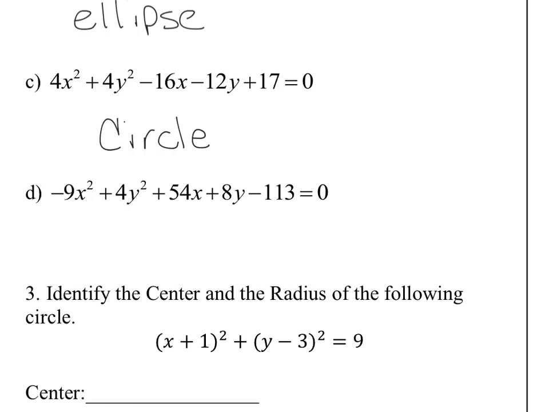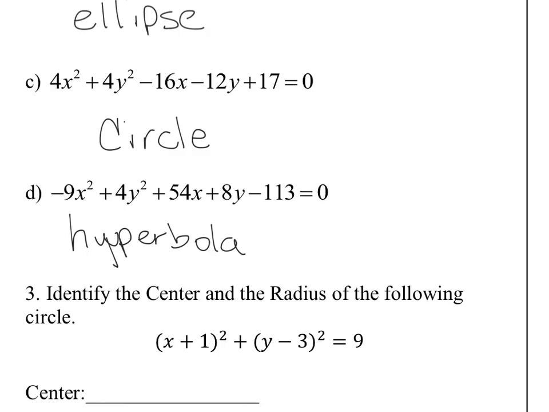And in problem D, we have two squared terms. We have two squared terms here, but one of these squared terms is negative. That means we're going to have a minus sign between our squared terms. And if we have a minus sign, that's a hyperbola.